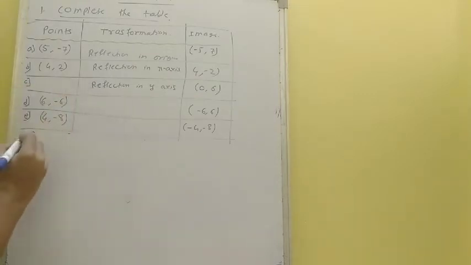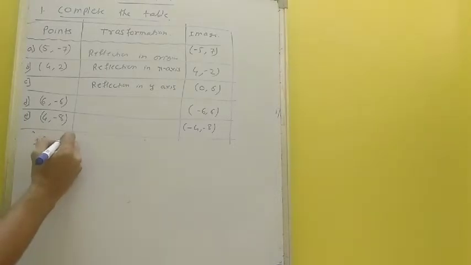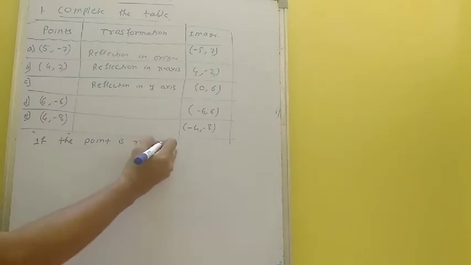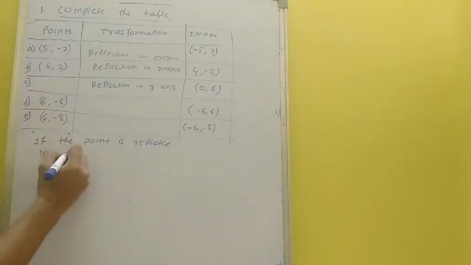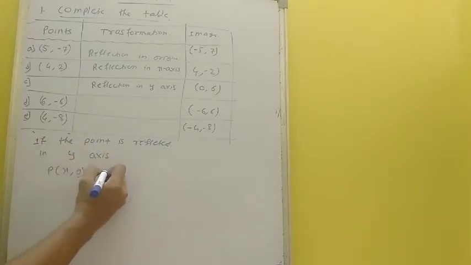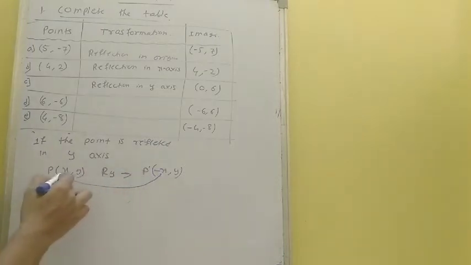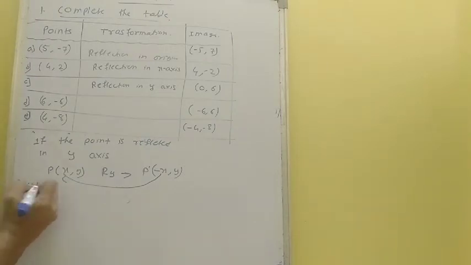So see, if the point is reflected in y axis, therefore point x comma y will become, reflection in y axis will become, x will change, minus x comma y. Okay, so the sign of x gets changed. So we have the point, therefore what is the point with us? We have the point or image.